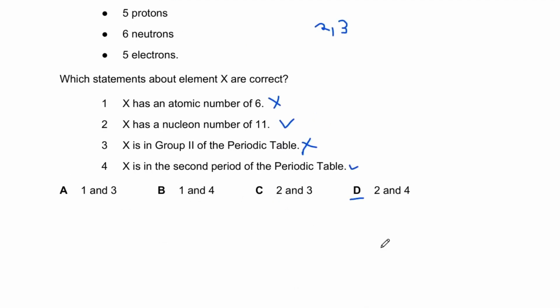Common mistake: confusing atomic number and mass number. So tips to remember: atomic number is equal to number of protons. Mass or nucleon number is equal to protons plus neutrons.